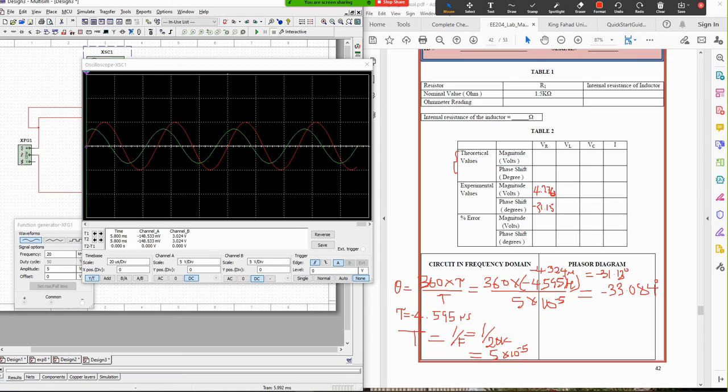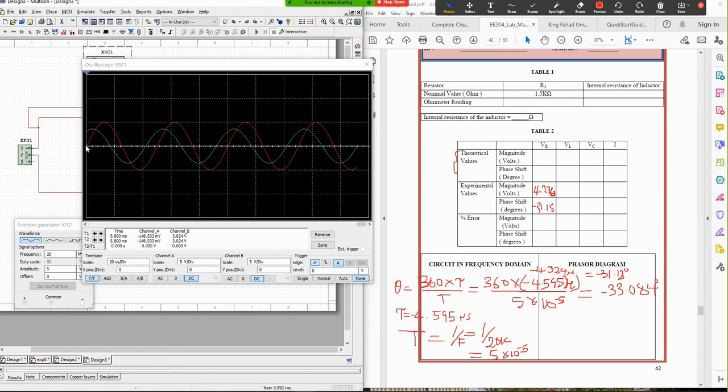In the inductor, we know that the voltage is leading the current. As you can see here, the voltage is leading the current. It's coming first, then the current is coming. That is, the source is coming first. So the voltage is leading the current. So to find the phase shift and the magnitude, we can find it as here.